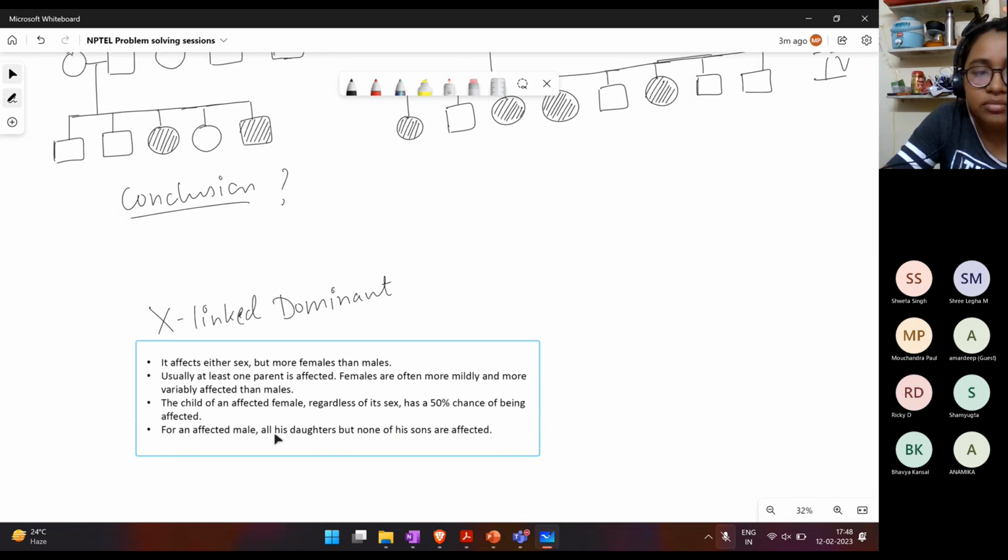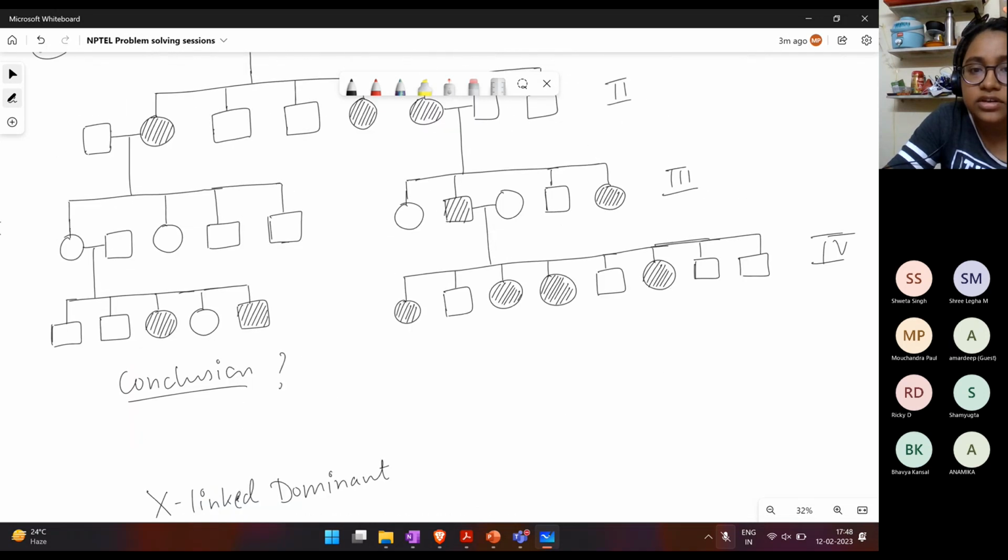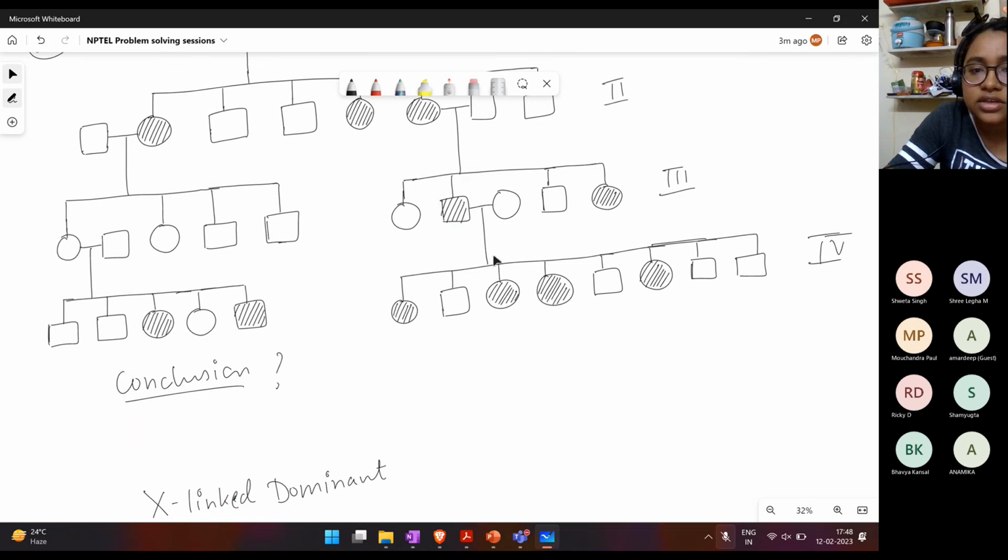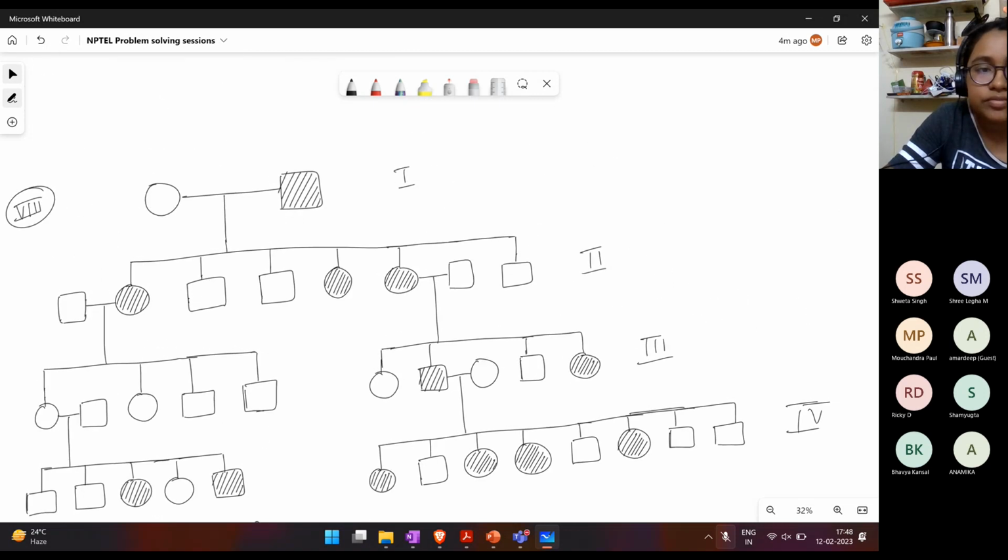Now, for an affected male, all his daughters, but none of his sons, are affected. So here, the father is only transmitting the affected allele to his daughters, and because of which all their daughters are affected. Here also, the same is true. So by thoroughly going through the pedigree and recalling the conditions for each type of pattern of inheritance, we can understand from the pedigree what kind of pattern of inheritance it is.